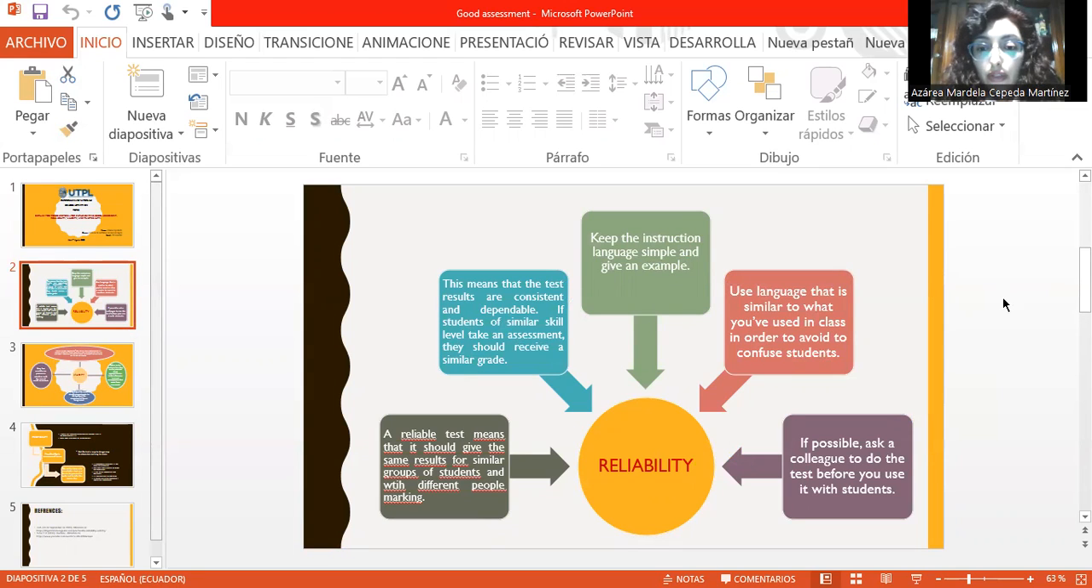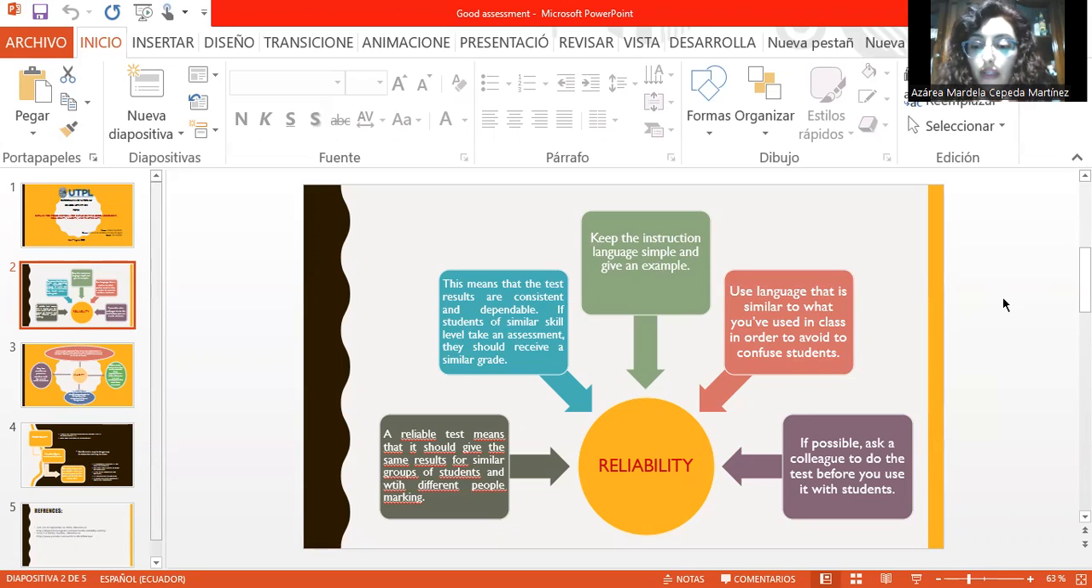Keep the instruction language simple and give an example. Use language that is similar to what you've used in class in order to avoid confusing the student. This part is really important because we need to explain in a normal, simple, and practical way to the students. Therefore, we need to give the assessment so they can understand all the steps they need to follow to complete the assessment.